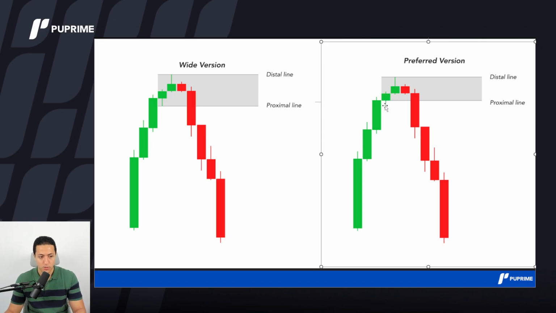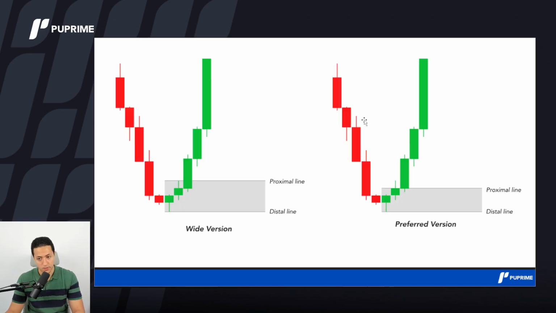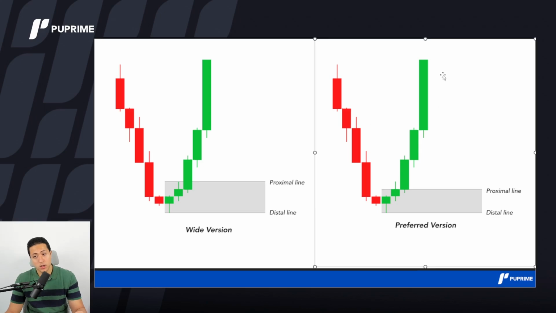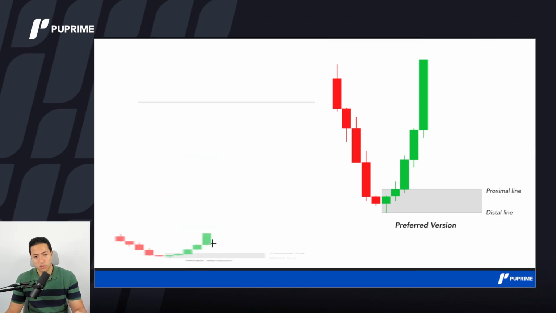Okay, so how did I know? I identified my leg out, I identified my leg in, I isolated the base candles, and then I decide whether I will work with the wicks or the bodies, whether I'm working with the preferred or the wide version. Okay, the last thing will be here, and right now we will do it the opposite. I want you to be confused, okay? This is the preferred version on a drop base rally.